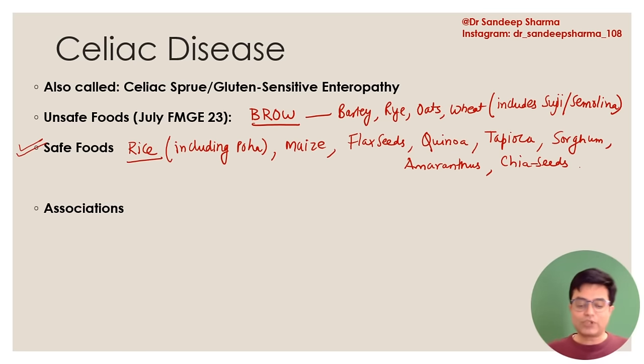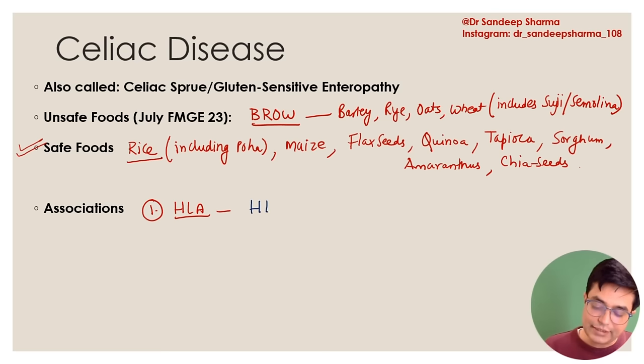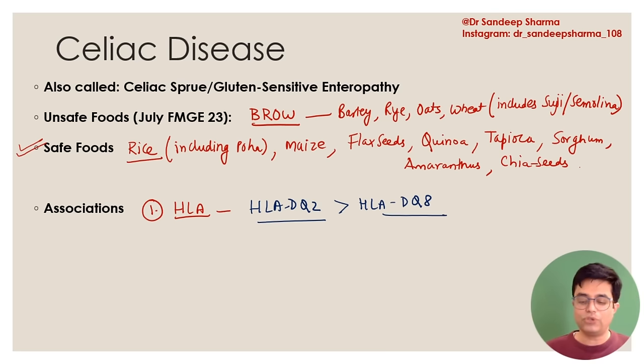Now, what about the association? Celiac disease is associated with multiple conditions. First of all, it is associated with HLA. What is the most common HLA associated with celiac disease? It is HLA DQ2 allele, followed by HLA DQ8 allele. So the two HLAs associated are DQ2 and DQ8. Agar ek choose karna ho, DQ2 is the better answer.